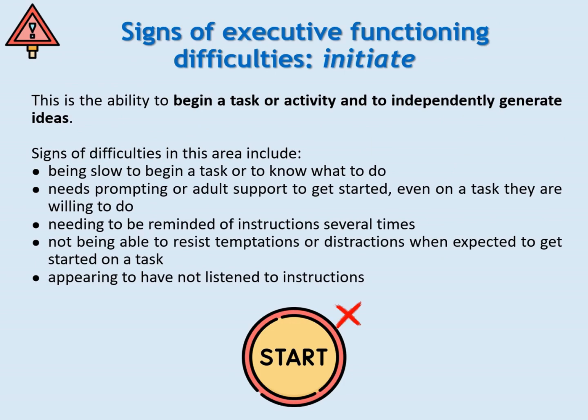Signs of executive functioning difficulties: initiate. This is the ability to begin a task or activity and to independently generate ideas. Signs of difficulties in this area include being slow to begin a task or know what to do. They need prompting or adult support to get started, even on a task they're willing to do. Needing to be reminded of instructions several times. Not being able to resist temptations or distractions when expected to get started on a task, and appearing to have not listened to instructions.